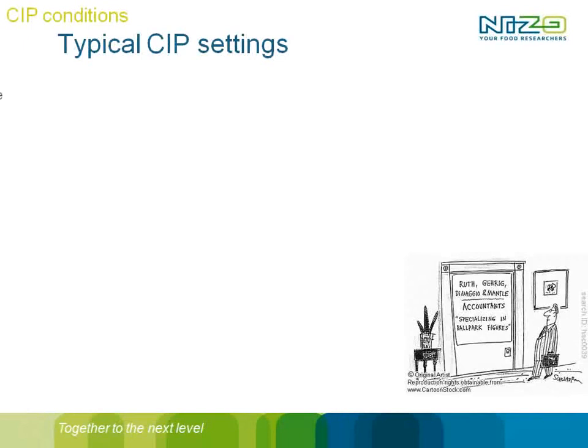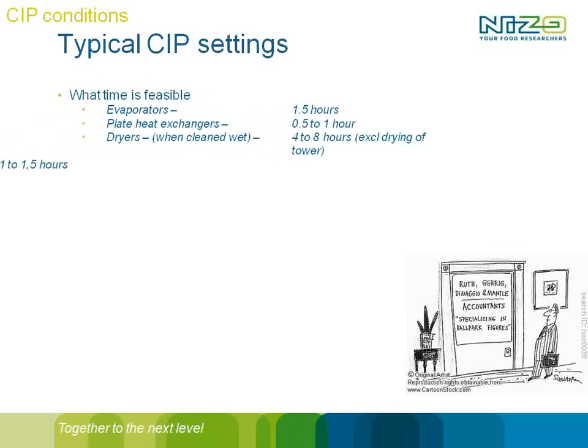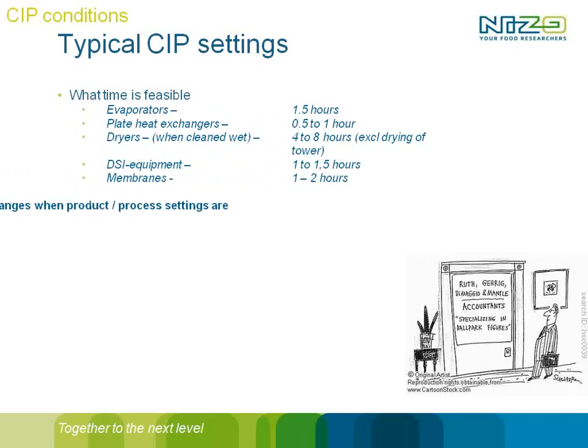That brings me already to the typical CIP settings. What time is feasible? We try to make an overview of what is normally applied in practice. Please keep in mind these figures are based on specific product and process settings, and depending on your situation, these times can change. Looking at evaporators, 1 hour to 1.5 hours net cleaning time could be possible.